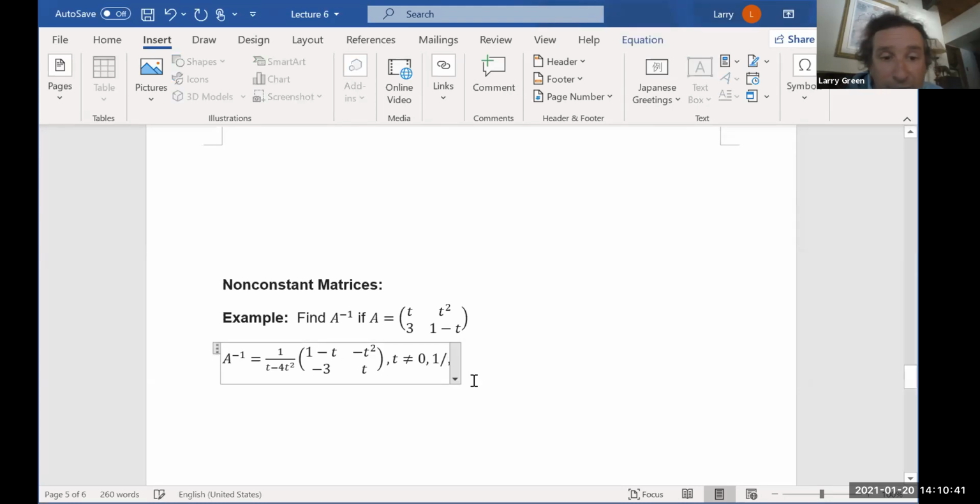Okay, because if it's 0 or 1/4, the determinant is 0, so the inverse doesn't exist. But if t is not 0 and it's not 1/4, then this inverse exists. Any questions at all on this example? Okay, when have you seen this before?